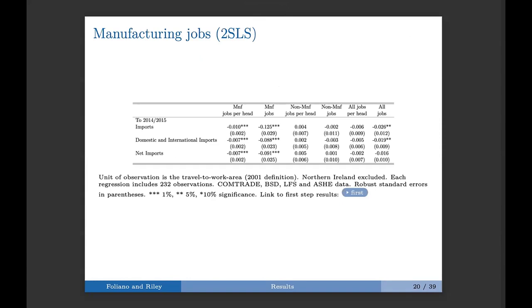I'm going to present now the main results of this analysis. So a change in import competition determines, as we can expect, a change in manufacturing jobs per head and manufacturing jobs. An increase in import competition means that the manufacturing jobs per head and manufacturing jobs decrease in the areas more exposed to import competition. We don't see any effect on non-manufacturing jobs per head, and we see a total effect driven by the manufacturing jobs. So areas that are affected by more trade competition compared to others see a decrease in the total number of jobs, driven by a decrease in jobs in manufacturing.